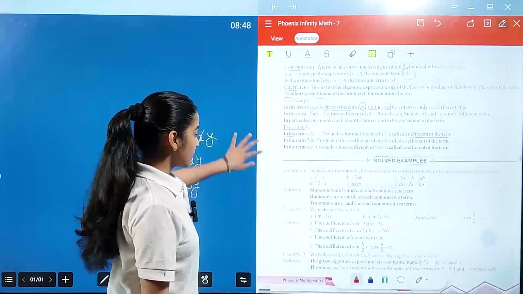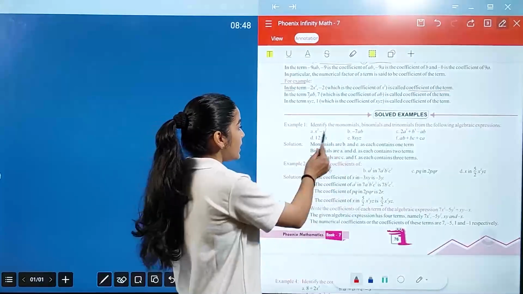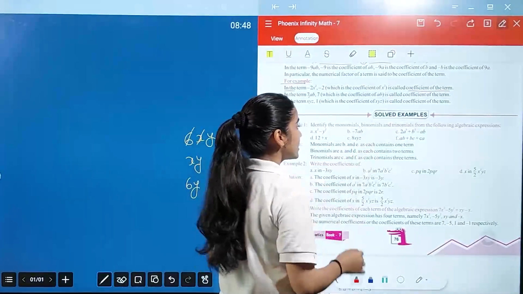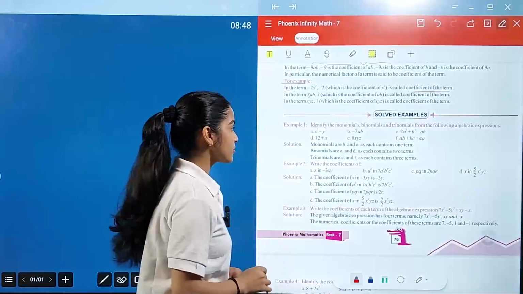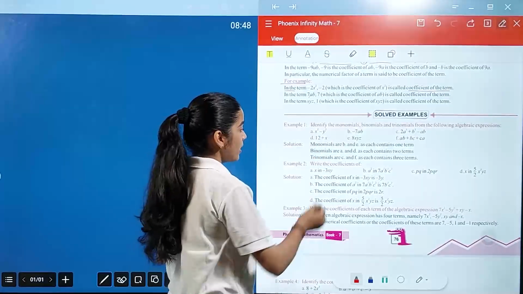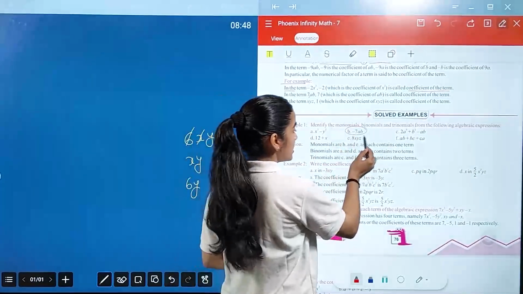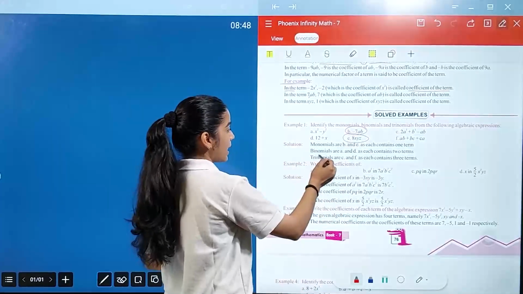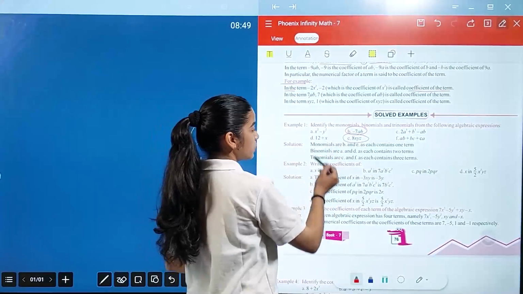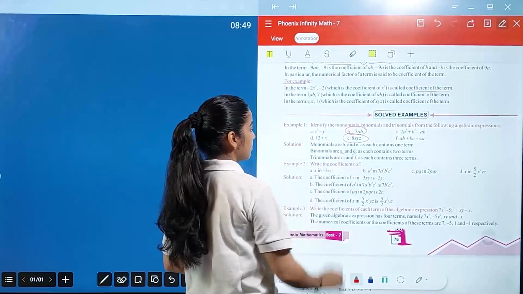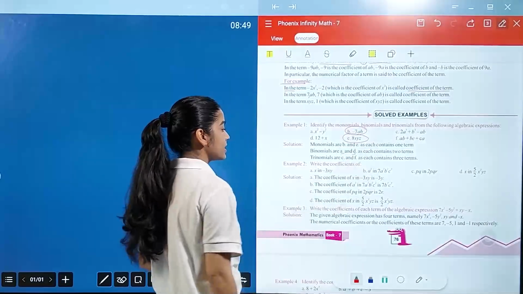Now we have example number 1. Identify the monomials, binomials and trinomials from the following algebraic expressions. Monomials are B and E, that's it. Binomials are those with 2 terms, so A and D are binomials, and trinomials are C and F.